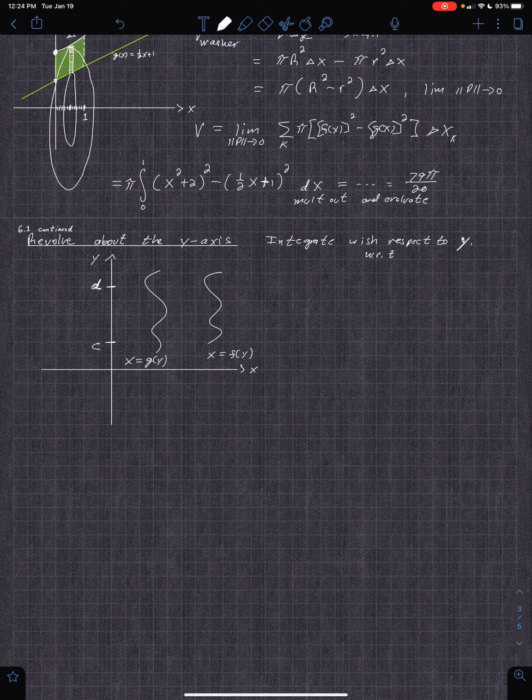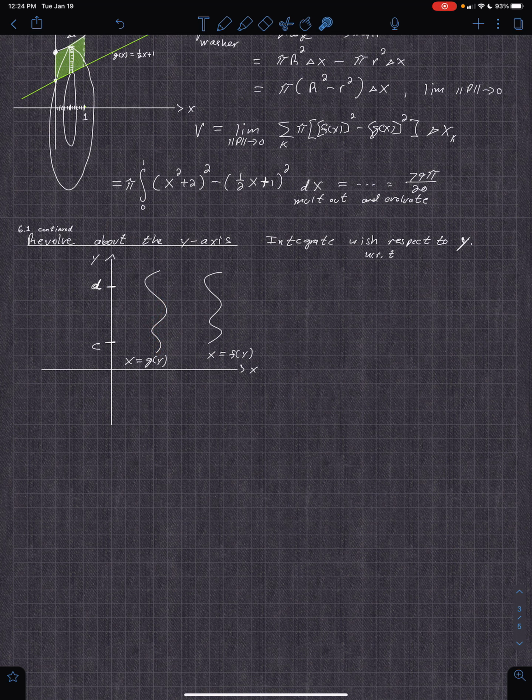We are continuing in 6.1. This is solids of revolution, and we're going to revolve this time around the y-axis. So suppose you have two functions in terms of a different variable. It could look like that. So you could have x equal to g of y, and then x equal to f of y. So you're just switching the variables like that.